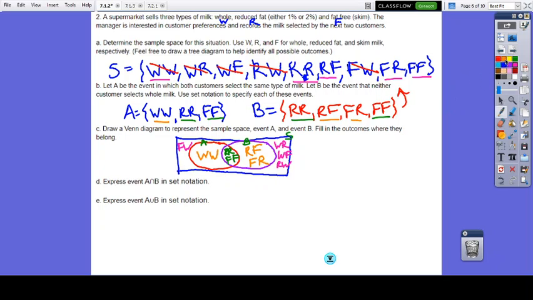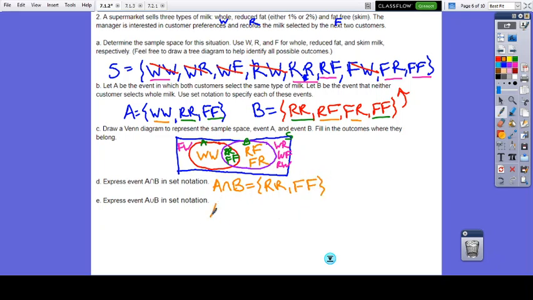So express A intersect B in set notation. Where is the intersection? We remember when we have two circles, the intersection is where they cross over. So we say that A intersect B equals, put the curly brackets, that's set notation, and then you're going to put RR and FF in those curly brackets. There's two things in that set.